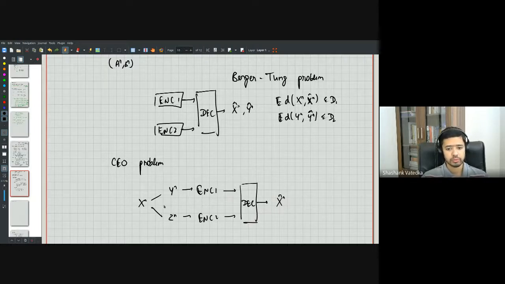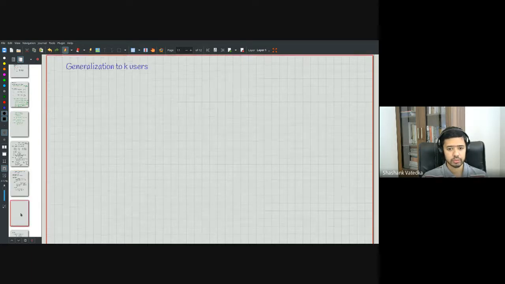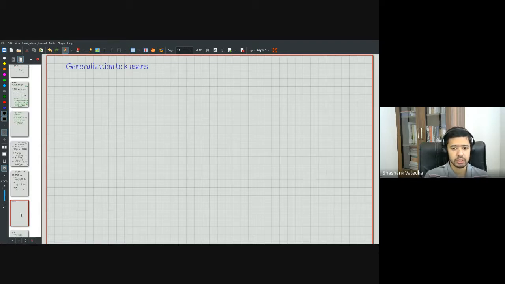Okay, so this is about the two-user source coding problem. We can generalize this to k users. So you have, let's say, X1^n, X2^n, up to Xk^n, and these are jointly distributed according to some joint distribution P(x1, x2, ..., xk). All right, and the components of each vector are all IID. These need to be compressed separately.